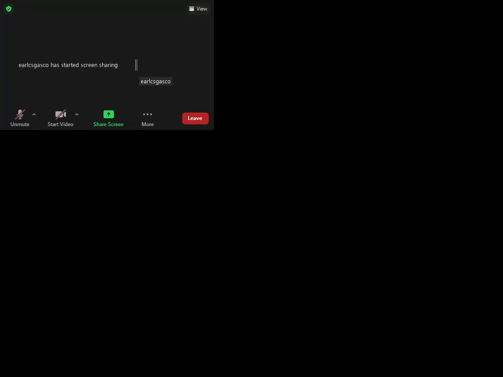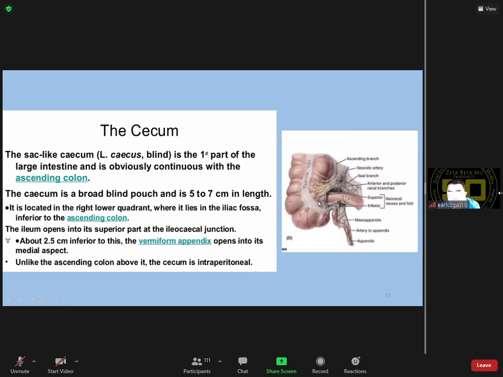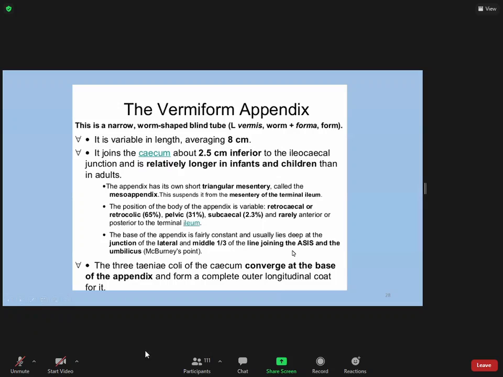The ileum opens into its superior part. The ileum actually connects with the cecum, not the ascending colon. It connects with the cecum in its superior part, and about 2.5 centimeters inferior to this insertion is the vermiform appendix. Unlike the ascending colon, the cecum is intraperitoneal. The vermiform appendix is a narrow, worm-shaped blind tube. In ultrasound, they describe this as a tubular aperistaltic blind-ending structure.